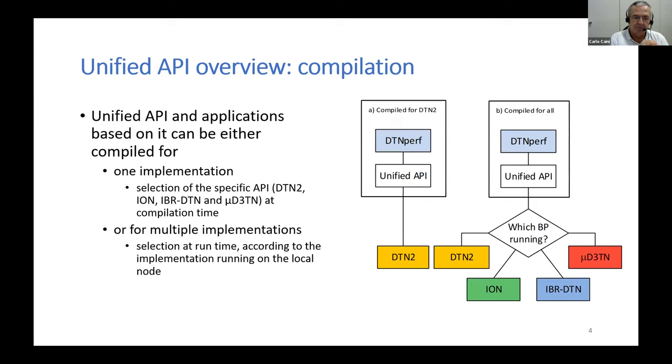Next slide, please. So you can compile the Unified API library and the application based on this library for one implementation only. In this case, the choice is made at compilation time, of course. Or you can compile for multiple implementations. The extreme case is that you can compile for all the four implementations supported. In this case, we have just one executable that at runtime can make the choice regarding the API that must be called. Next slide, please.